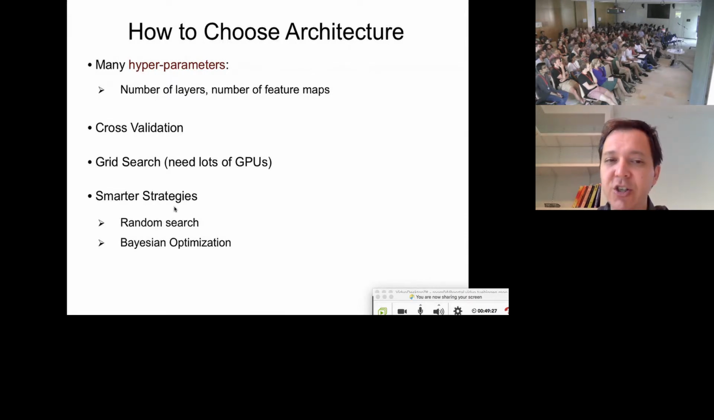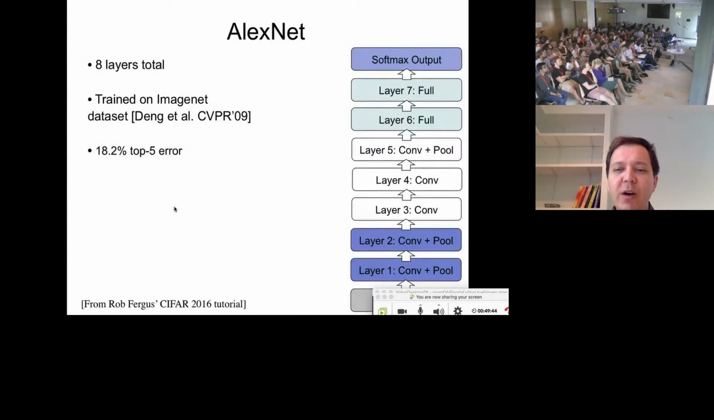And grid search, you need a lot of GPUs. And I've mentioned before, you can use smarter strategies like random search, Bayesian optimization. So there's a lot of work in that space trying to figure out how you can choose your hyperparameters more efficiently. But let me show you one example.